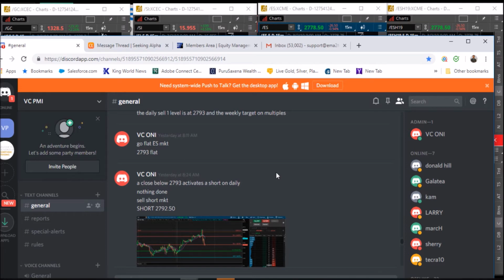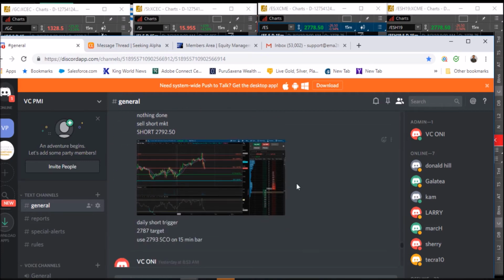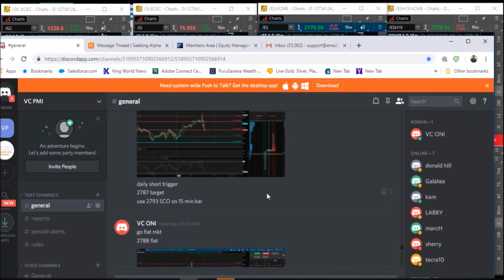So now you begin to see the supply come into this price level that connects the daily levels of supply with the weekly levels of supply, and now we have a double trigger point, a double harmonics. And the daily short trigger is activated with a 2787 target. My stop automatically is the level above, 2793, using the 15-minute bar for day traders.